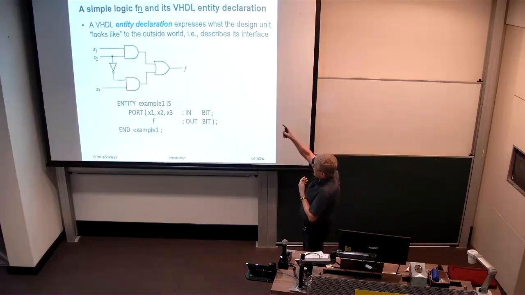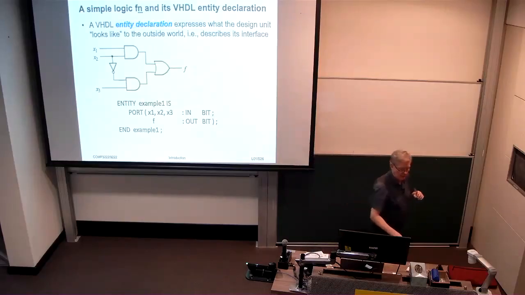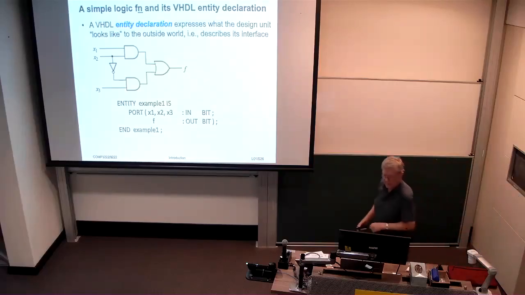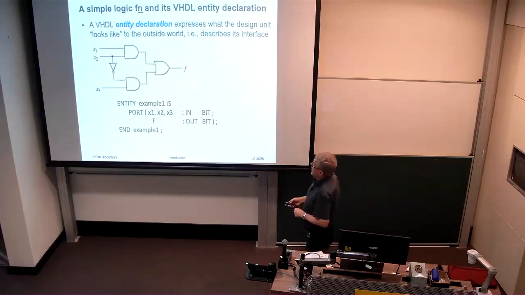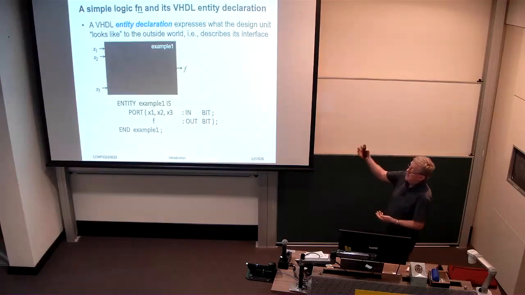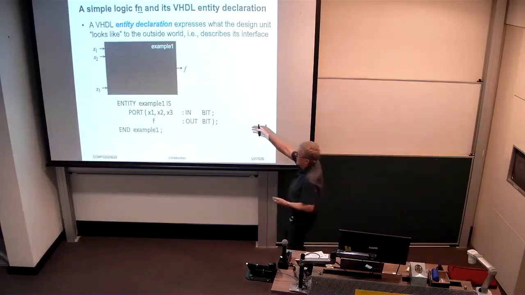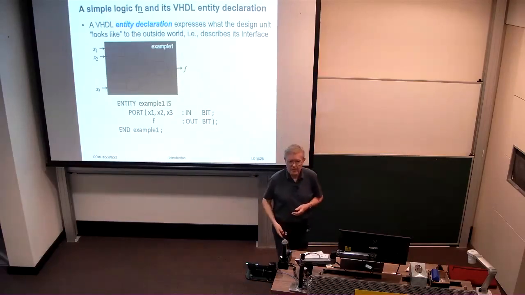So, a VHDL design consists of two bits of information: the so-called design entity, or the entity declaration, which tells us what the circuit looks like from the outside, and the architecture, which tells us what the circuit looks like on the inside. So let's have a look at this entity declaration first. You can imagine that essentially you put a black box over the circuit, and we only care about what are the inputs and the outputs to the circuit, and that's what's just declared here in the entity declaration.